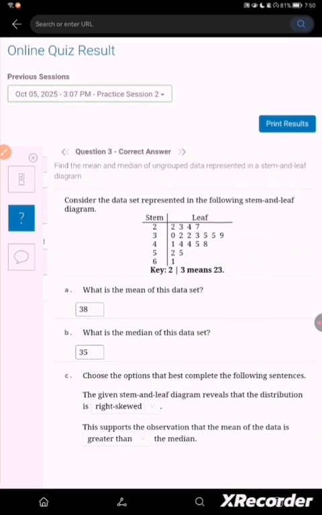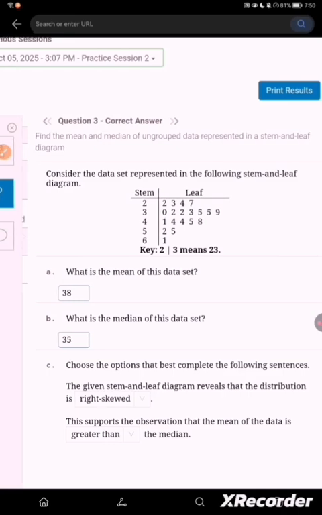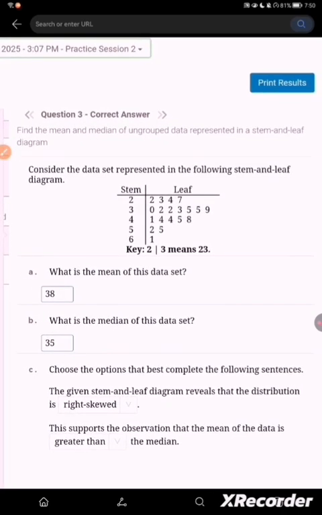Now for question number 3, they gave us the stem and leaf plot, which is very good. And they're asking for the mean, okay? And they gave you 19 values. So you're going to take your calculator. And by the way, make sure to look at the key because it's really important. Because if you don't look at it, it might not be 2 and then the bar 3 means 23.